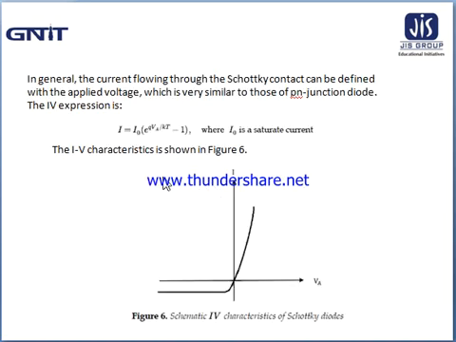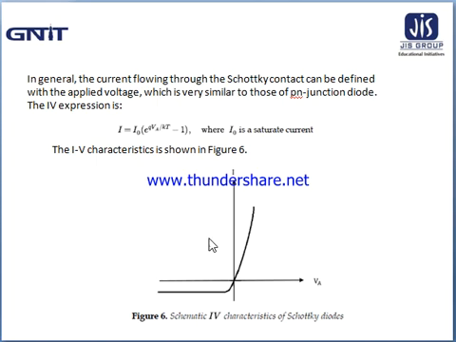Now, in general, the current flowing through the Schottky contact can be defined with the applied voltage, which is very similar to a PN junction diode. The IV expression, that is the current voltage expression, is I equal to I0 times e to the power qVA by kT minus 1, where I0 is the saturation current. And this is the IV characteristic, which is shown in figure 6.